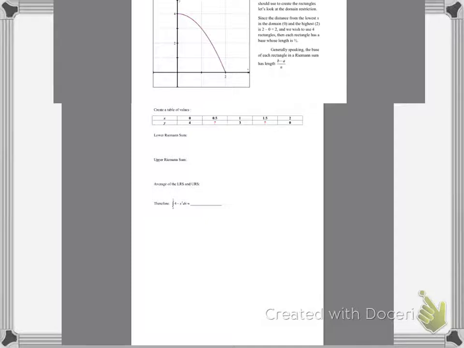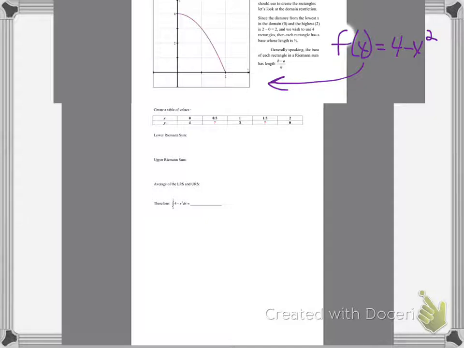Okay, so for this graph, I have the graph above, and what is that graph? So that's the function f of x equals 4 minus x squared. So there it is. And we're going to create a table of values.